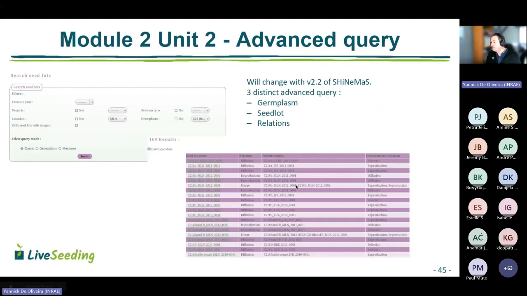You also have a module of advanced query. I will be fast on that because it is ongoing work, but we are modifying this interface to split it into 3 different advanced queries. You will be able to query germplasm, seedlots, and relations, and combine different filters and parameters to export results of data. I didn't say it, but in each card, when you have tables of data, you can export them in CSV format.